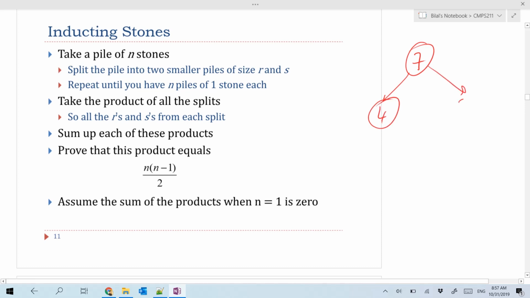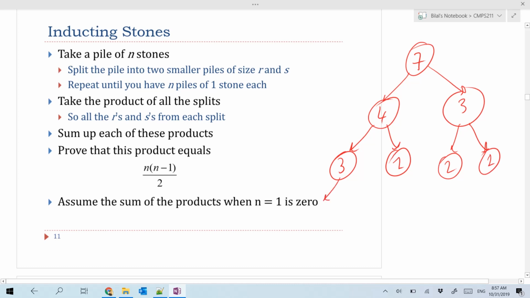You could do it also with 2 and 5. You can do all the possible combinations, and you will still have this property true. It's a very awkward thing. Repeat until you have n piles of 1 stone. Maybe you cut it here into 3 and 1, or 2 and 2. It does not matter. Maybe you cut this one into two piles of 2 and 1, and finally, this one is a pile of 1 and 1.